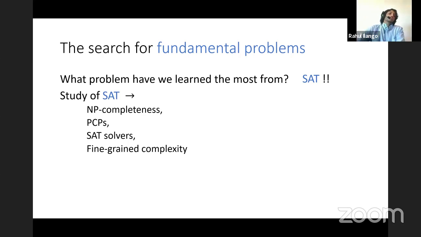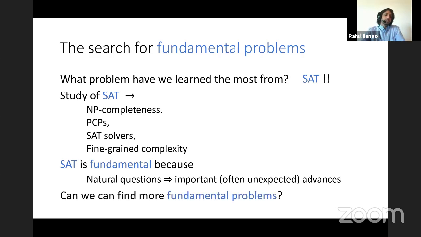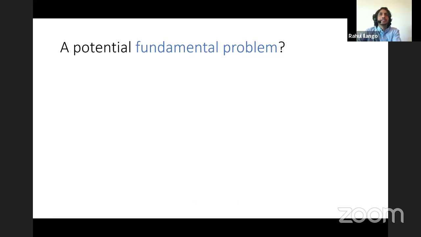And I would argue that SAT seems to be a fundamental problem in that natural questions about its complexity, like how hard is it to compute in the worst case? Can you approximate it? How hard is it in practice? Led to these important, often unexpected advances in the field of computer science. And it raises a very natural question. Can we find more fundamental problems? What can we learn from them? SAT's a pretty fundamental problem, and it would be nice to have a problem that's even half as fundamental as SAT.